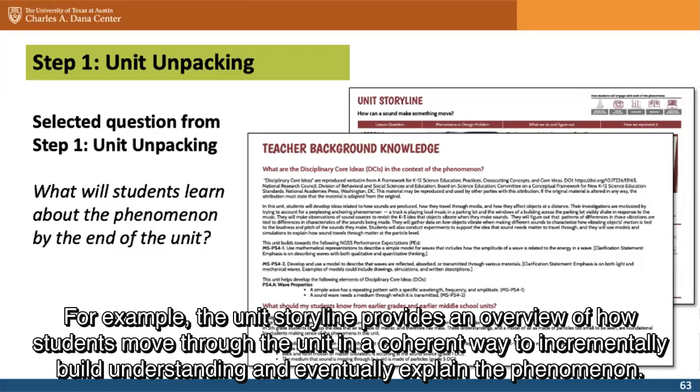For example, the unit storyline that provides an overview of how students move through the unit in a coherent way to incrementally build understanding and eventually explain the phenomenon.